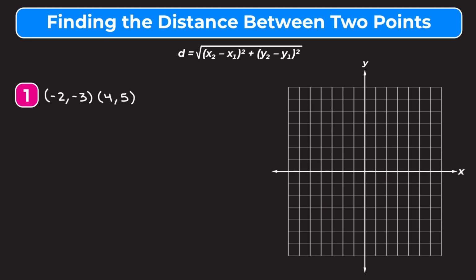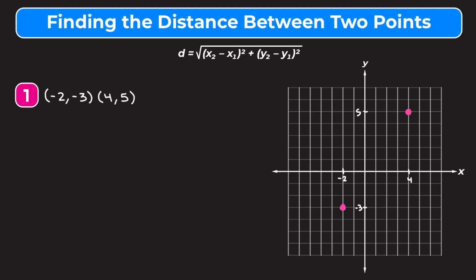So for example 1, we want to find the distance between the points (-2, -3) and (4, 5). So first what I'm going to do is plot these 2 points. If I want to plot (-2, -3), I'll go over here to -2, go down to -3, and plot this point. Let's plot that in a different color so it's easier to see. And to plot (4, 5), I'm going to go over to the right 4, and go up 5, and plot my point right here.